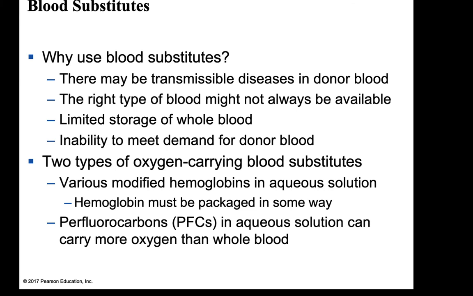Now, there are things known as blood substitutes. There may be transmissible diseases in donor blood in which a substitute might be necessary. The right type of blood might not always be available. There may be limited storage of whole blood or an inability to meet the demand for donor blood. So that is why there is the need for blood substitutes.